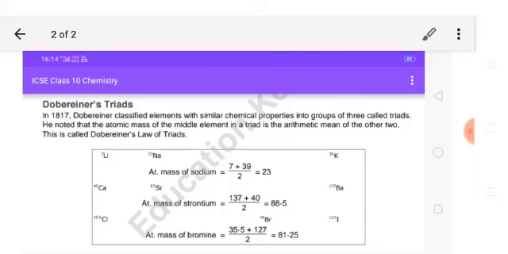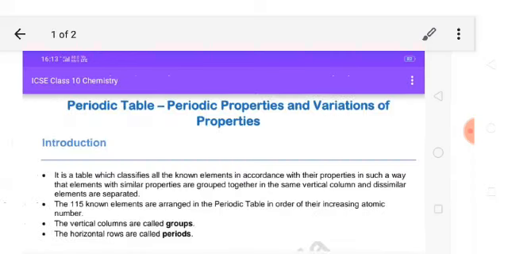This law was applicable for lithium, sodium, potassium, calcium, strontium, barium. Then the next one is chlorine, Br and I, where I means iodine. It is applicable only for these elements. For other elements, his law failed. So friends, these are the basic concepts of the modern periodic table.